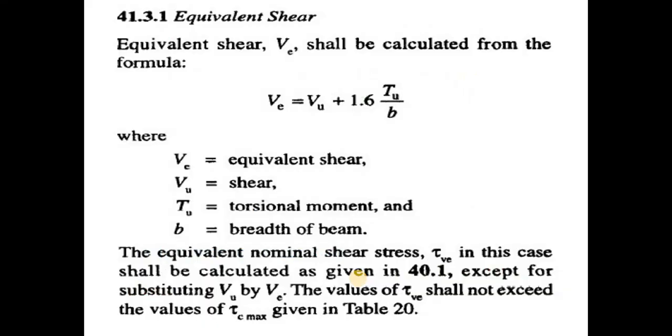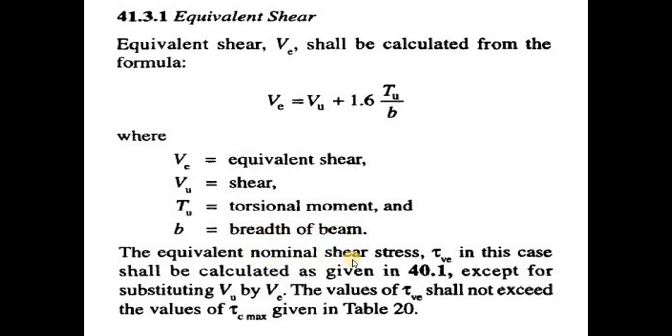Equivalent shear VE shall be calculated from the following formula: VE is equal to VU plus 1.6 TU divided by B. What is VE? VE is the equivalent shear. VU is the regular normal shear which is getting induced. TU is the torsional moment and B is the breadth of the beam.